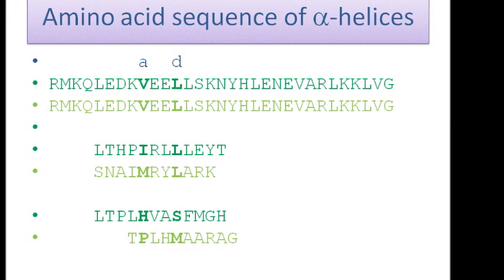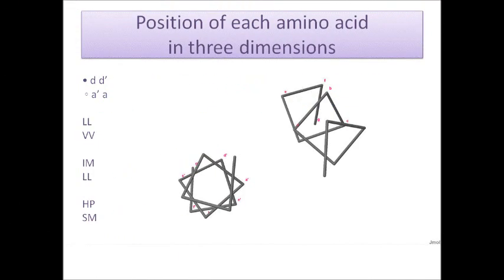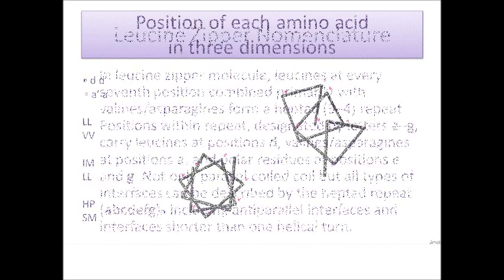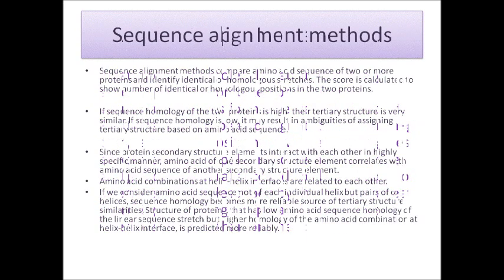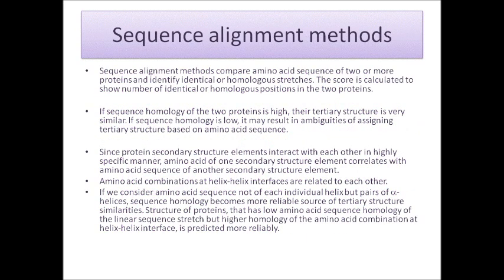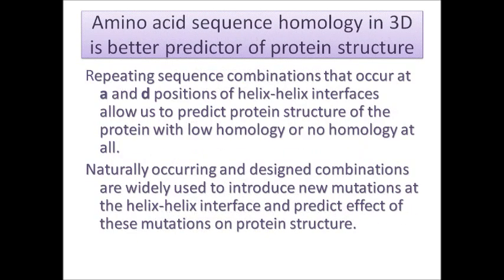Since protein secondary structure elements interact with each other in a highly specific manner, the amino acid sequence of one secondary structure element correlates with the amino acid sequence of another secondary structure element. Amino acid combinations at helix-helix interfaces are related to each other.